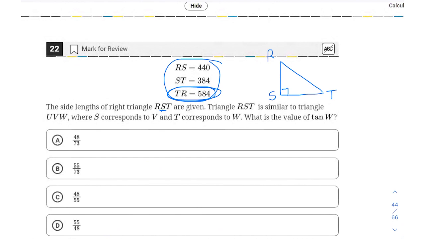So if you're trying to create your own image, 584 is your hypotenuse and the right angle is right across from that. That's how you can know that you're coming up with something accurate for this particular triangle. And then ST would be 384.